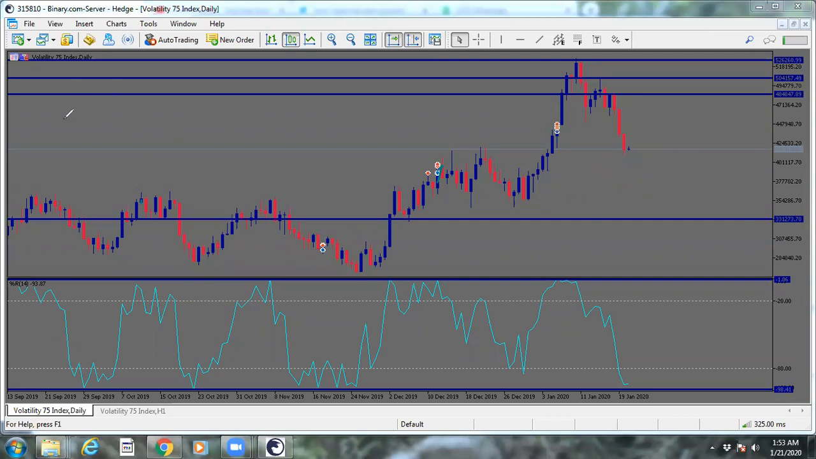Today we're talking about two main indicators that I use to trade the volatility index 75. Now, why are these two indicators important? What these two indicators help me do is trade in line with the trend. They help me know the direction that you should go.